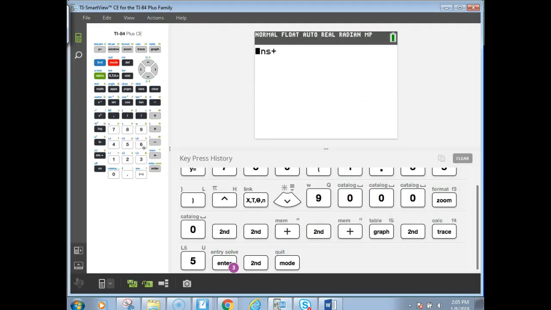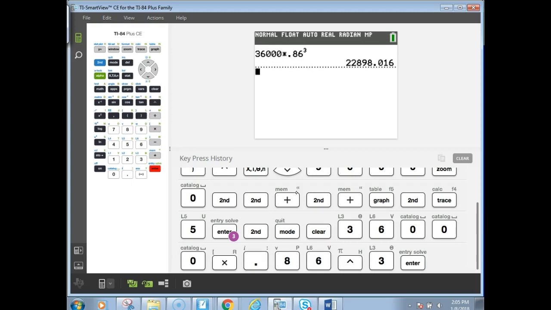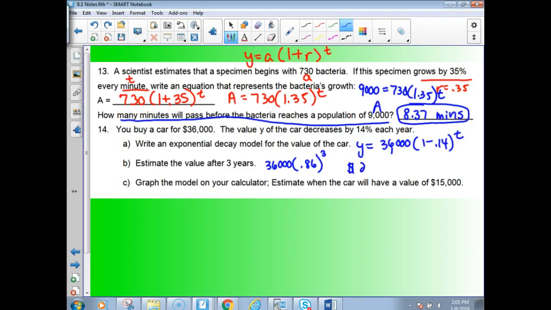So get out of there and just type 36,000 times 0.86. And you can use parentheses or not, to the third. Okay, so it's $22,898.02. $22,898. Should be labeled with money. It says graph the model on your calculator and estimate when the car will have a value of $15,000.